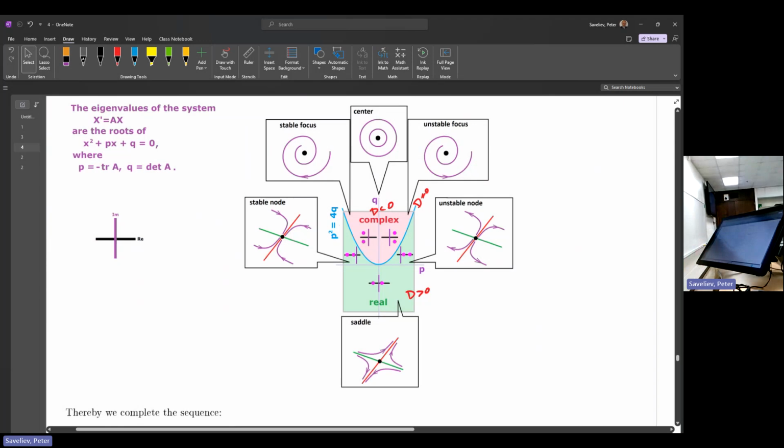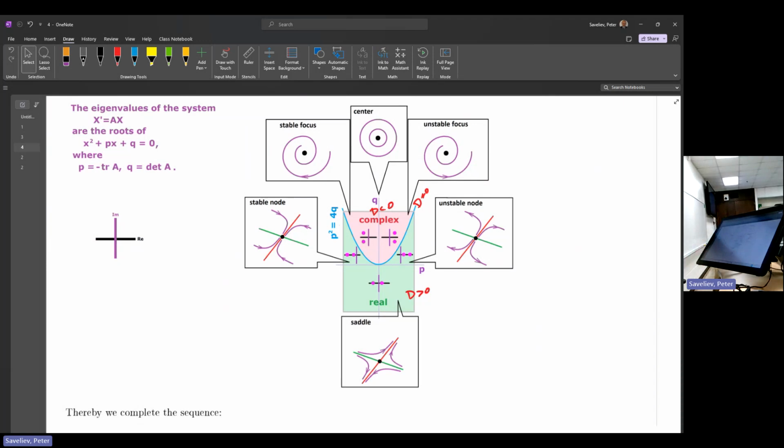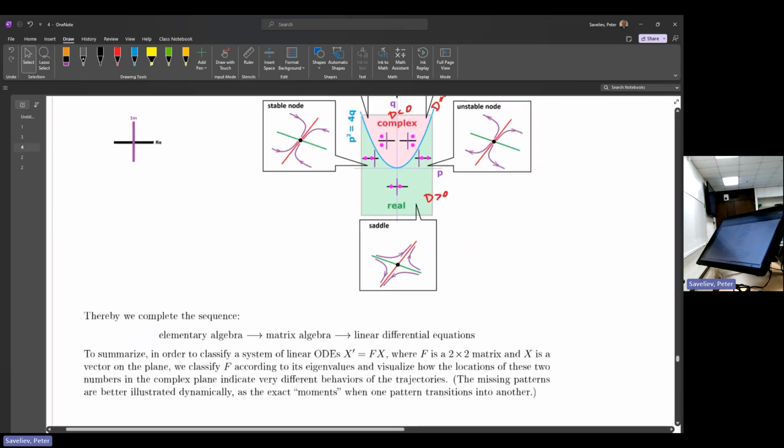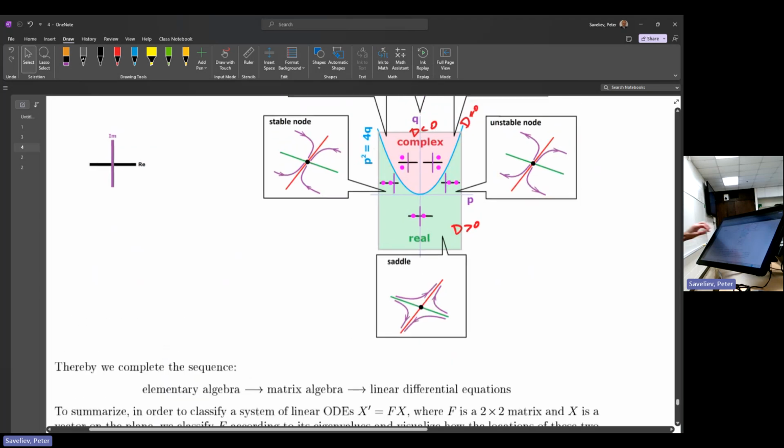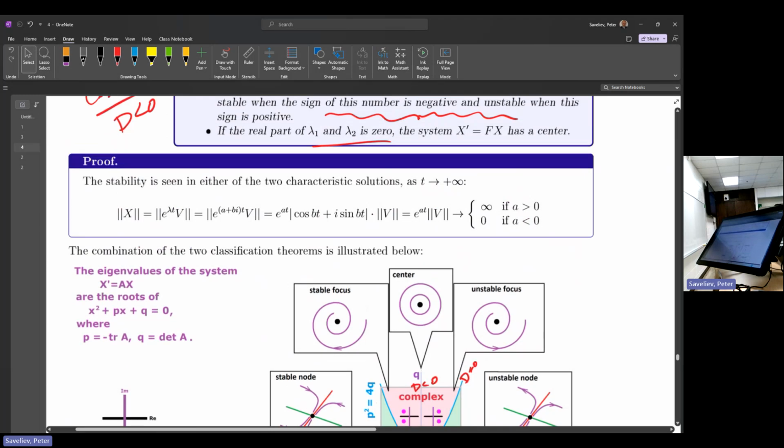You can see what eigenvalues supply. In high dimensions, it's not as easy, obviously. Just think about if you replace the quadratic equation with a cubic equation, and this classification becomes pretty hard to handle. Okay, so: elementary algebra, matrix algebra, linear differential equations. That's one of the reasons to study this elementary algebra of quadratic equations: it opens this door to the study of creating a theory of differential equations.